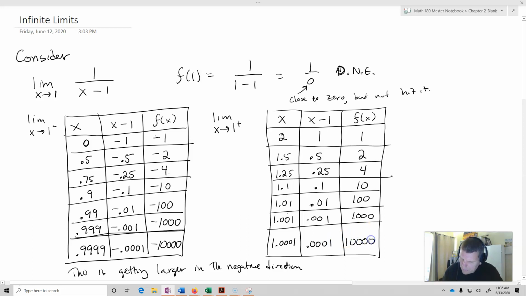10,000. And so what we notice here is, as x approaches 1, and I'm going to write that as my shorthand, as x approaches 1, then f of x gets larger in the positive direction.